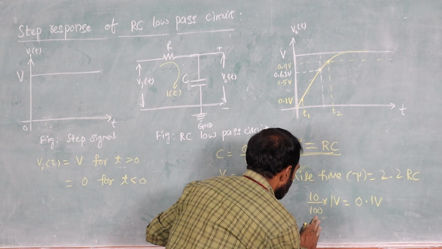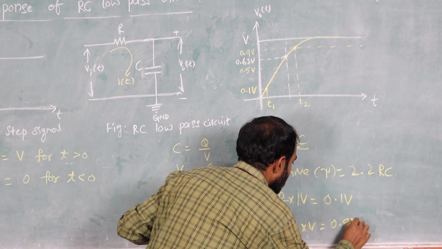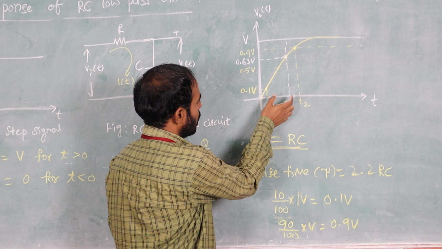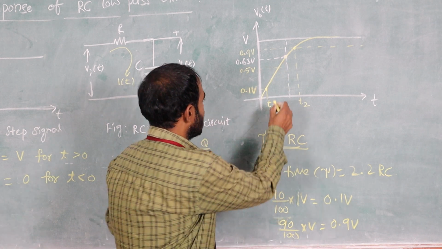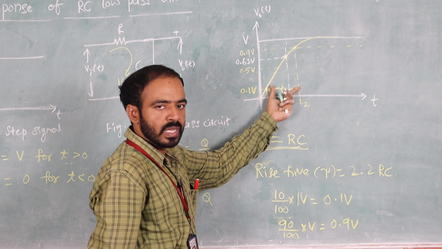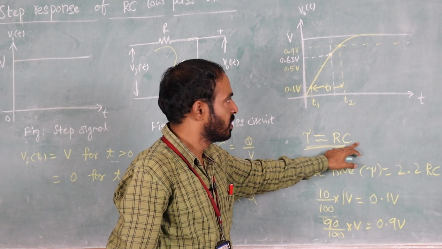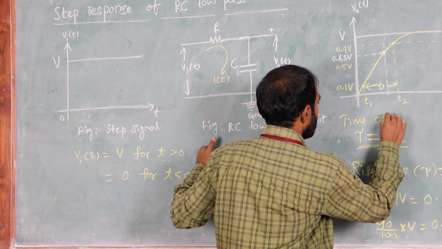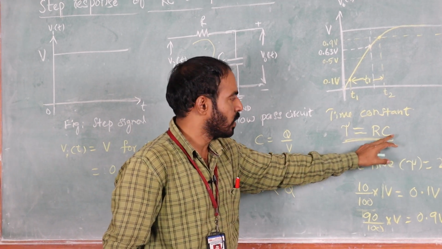So if you take 90% of V, 90 by 100 into V equal to 0.9 V. So it is the 0.9 V. How much time it is taking to rise from 10% to 90% of its final value? Okay, this is the rise time. So that depends on the RC value of the circuit, R and C components. So another parameter is time constant. Time constant equal to R into C.